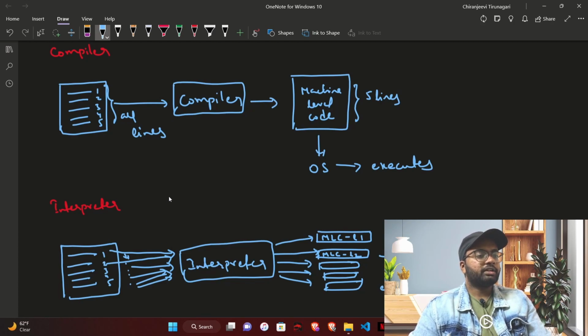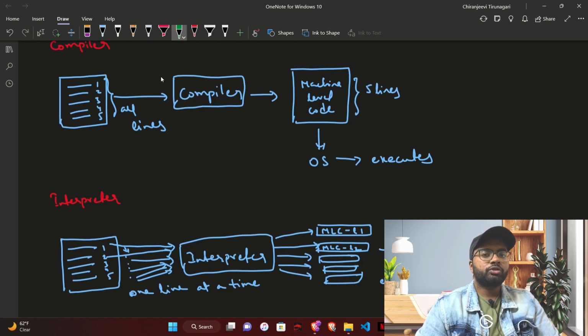So as you can see, both of them are converting code into machine level code, but what the compiler is doing is, it's taking all the lines of code that you have written at a time and converting them to machine level code at a time. And here the interpreter is taking only one line at a time. It's taking one line, converting it into machine level code. It's taking the second line, converting it into machine level code. Third line, fourth line, fifth line. Only one line at a time. So that's the difference between a compiler and an interpreter.